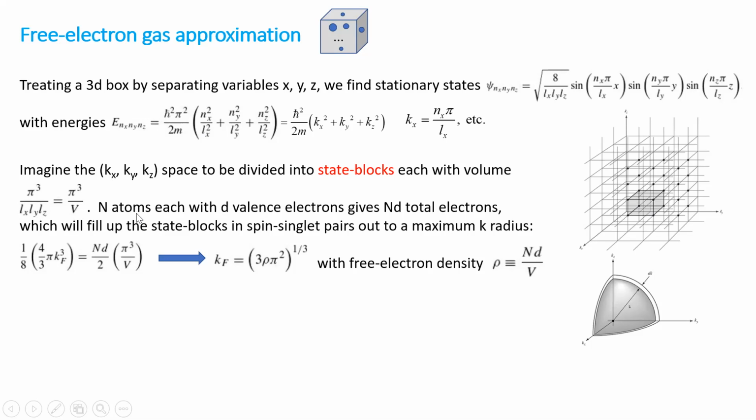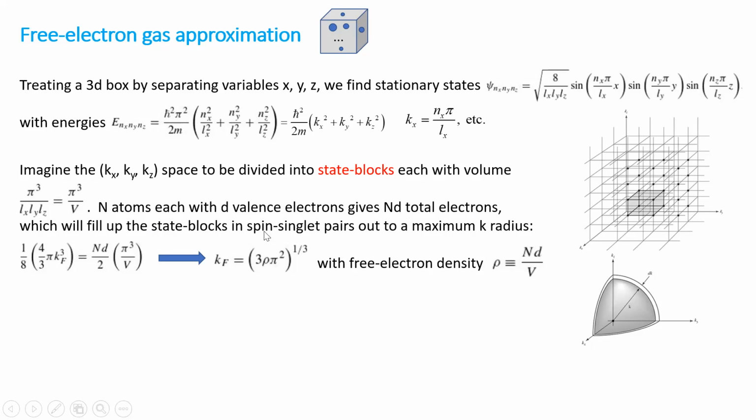Well, they're fermions, so they're not going to all fill up one of the states. Only actually two electrons, because of the spin of the electrons, can occupy each state. So suppose we have N atoms in our solid of volume V. Each of them has d valence electrons. That gives N times d total free electrons. And those will fill up the state blocks in spin singlet pairs.